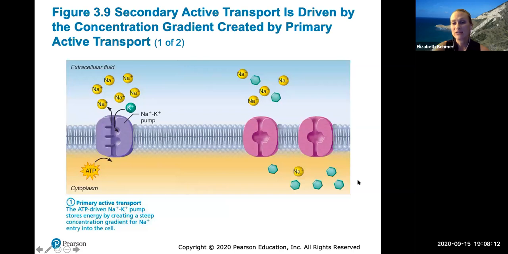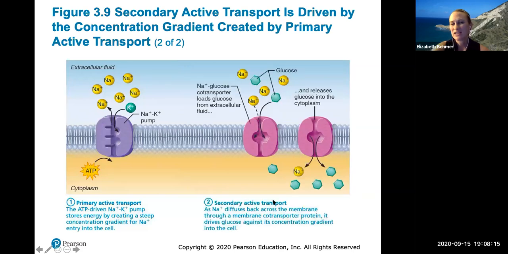Here's primary active transport versus secondary active transport. Sodium and glucose will be co-transported in, and it will release glucose into the cytoplasm. So sodium will be transported in using the sodium-potassium pump, but glucose goes along with it. So it's a way to get glucose into the cell by a secondary mechanism, by using the sodium ions.